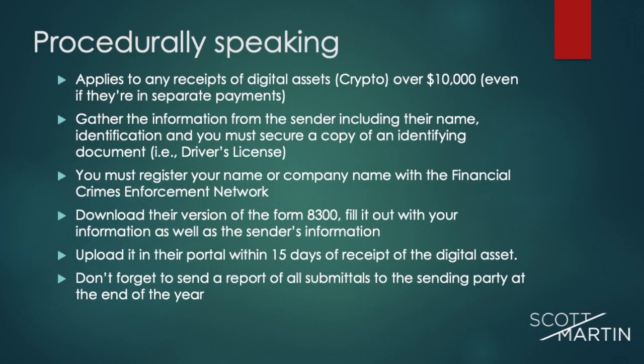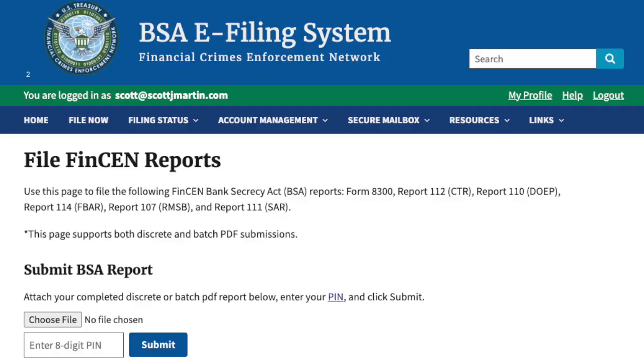This applies to any receipts of digital assets over $10,000, even if they're in separate payments. You're going to gather the information from the sender, including their name, identification, and you must secure a copy of an identifying document, driver's license, passport, something along those lines. You're going to register, and this is a one-time thing, your name or company name with the Financial Crimes Enforcement Network.